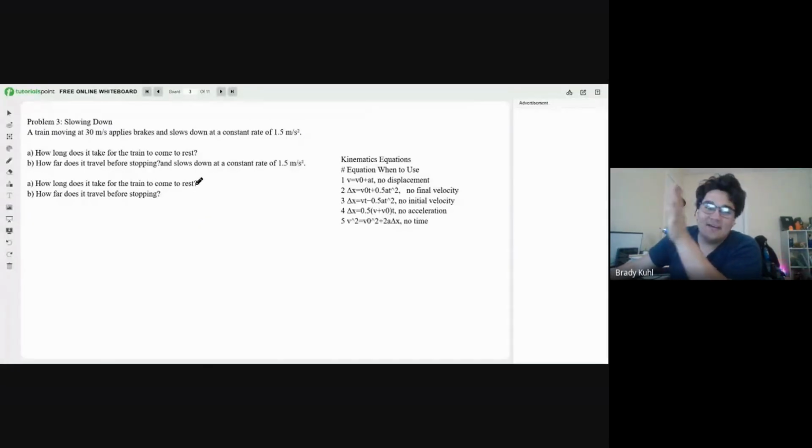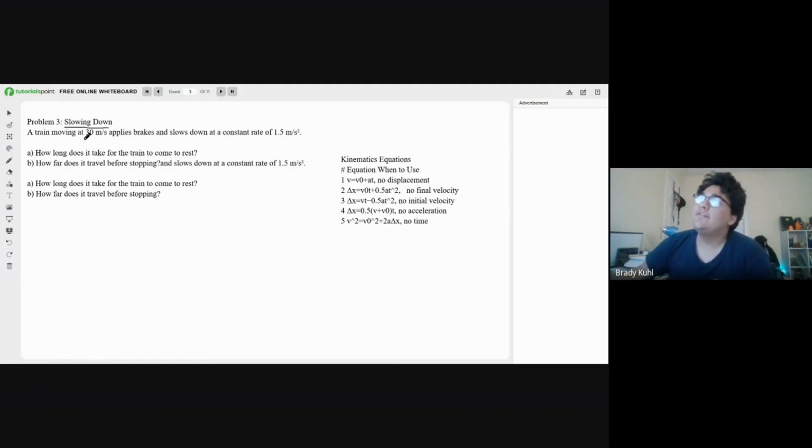Now, I'm assuming you guys paused. This is the slowing down method. This is where you talk about deceleration. In kinematics, physics, mechanics, dynamics, or whatever, acceleration and deceleration are still going to be called acceleration, except in the negative direction.